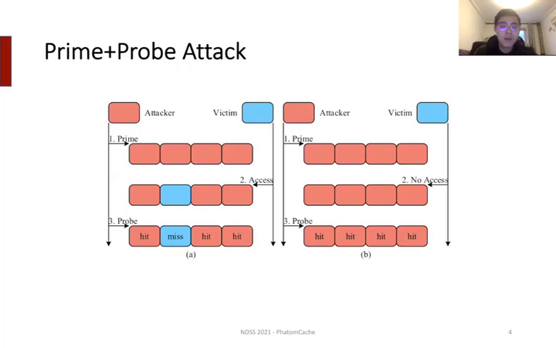If the victim accesses some address that maps to this cache set during this period, the attacker will observe a cache miss during the probe phase, where he reaccesses all 4 addresses and measures latencies. A longer latency indicates a cache miss. In this way, he will know that the victim has just accessed this cache set. Otherwise, he will know that the victim did not access this cache set.